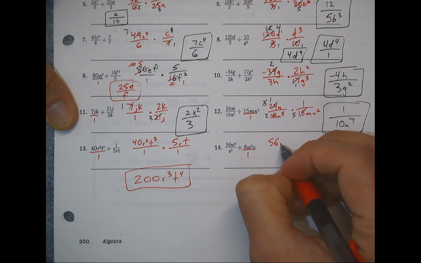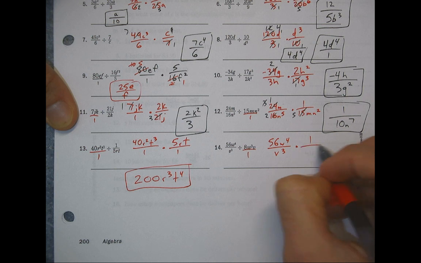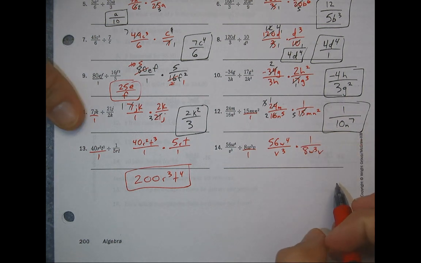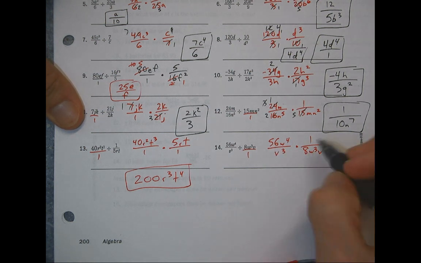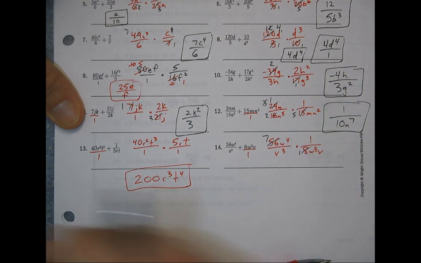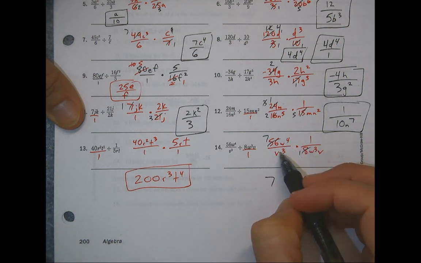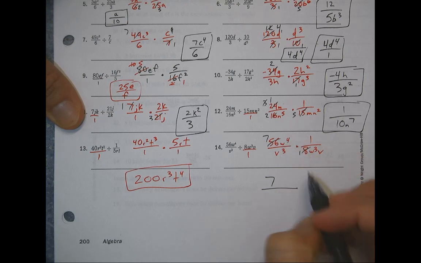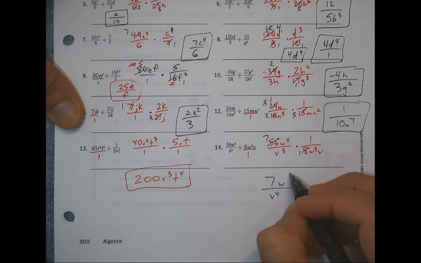Rewrite. All right, 56 and 8 can be divided by 8. That's 1 and 7. So those are done. I'm going to have a 7 up top. Let's see if I end up with anything on the bottom. Doesn't look like I have any v's to cancel, so I will have a bottom here. v to the 3rd and v is going to be v to the 4th on the bottom. These 3 w's cancel 3 of these, so I just have 1 left over.